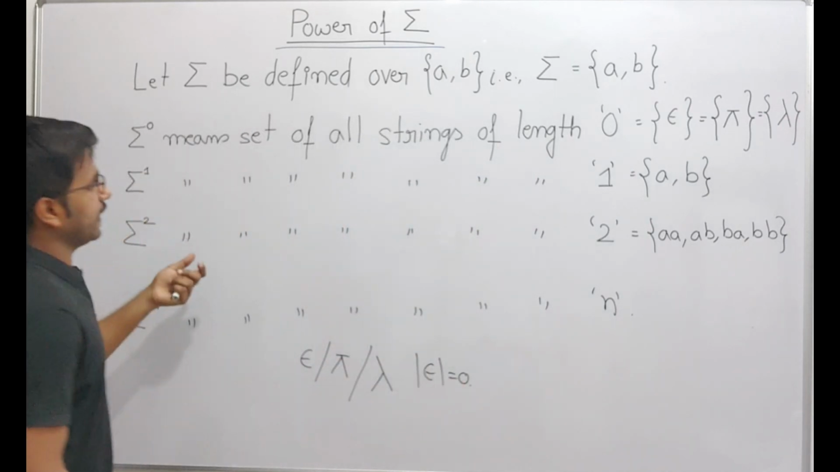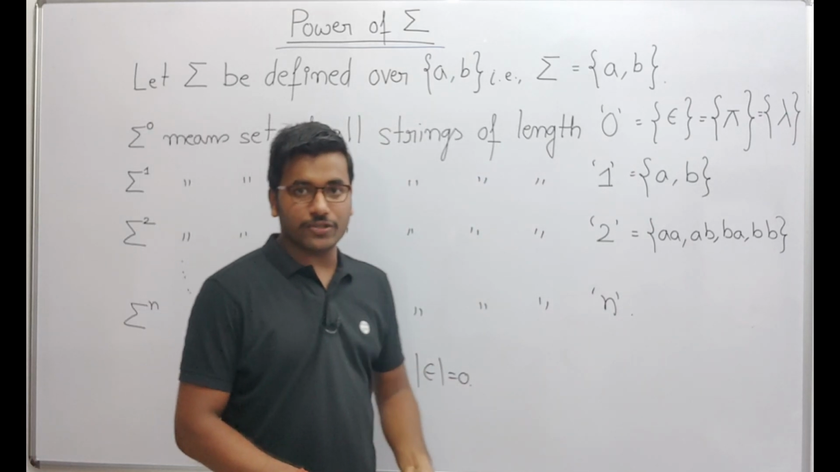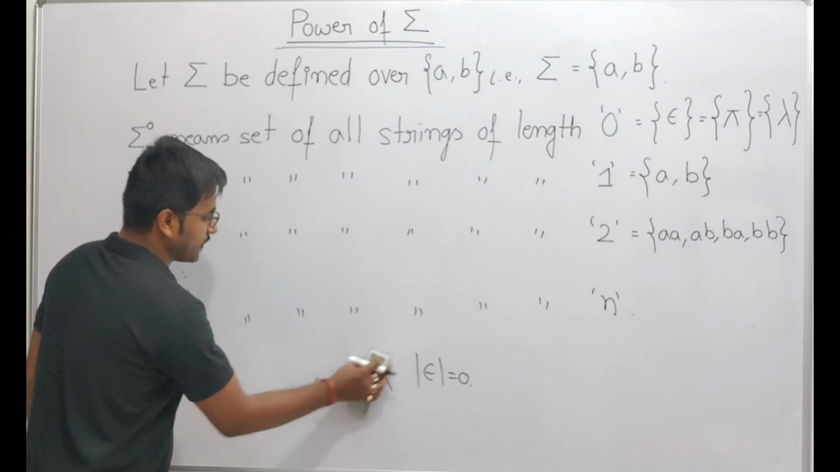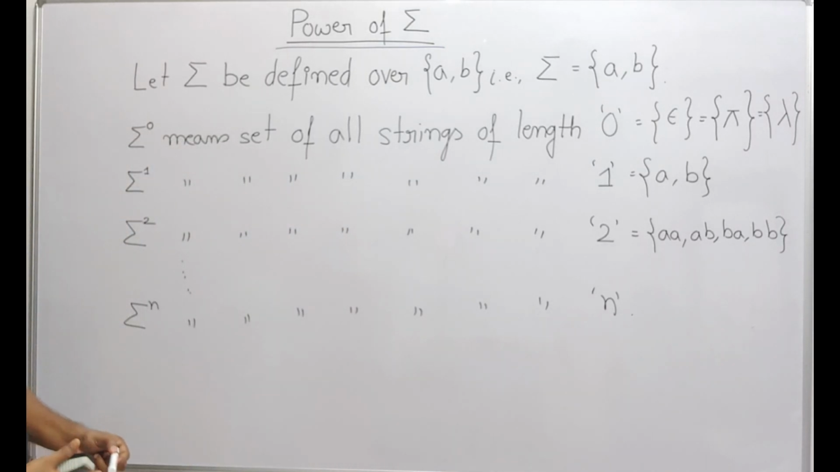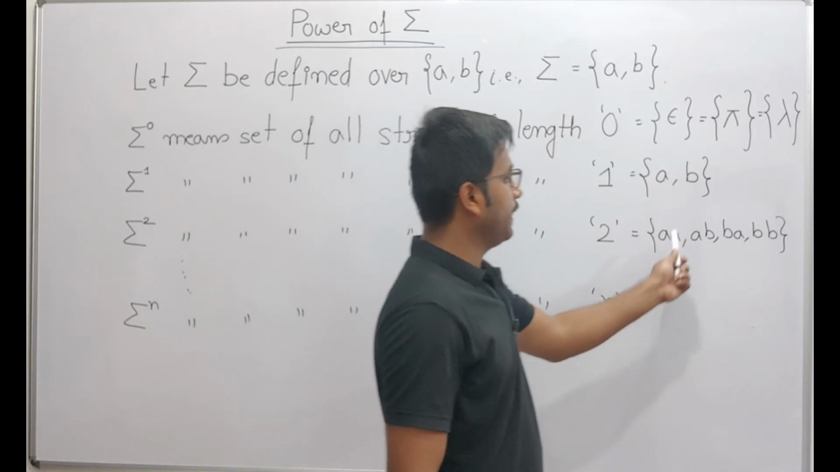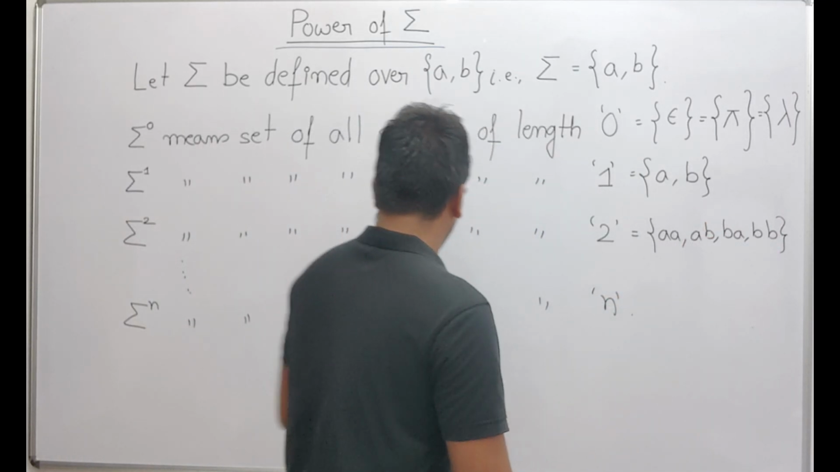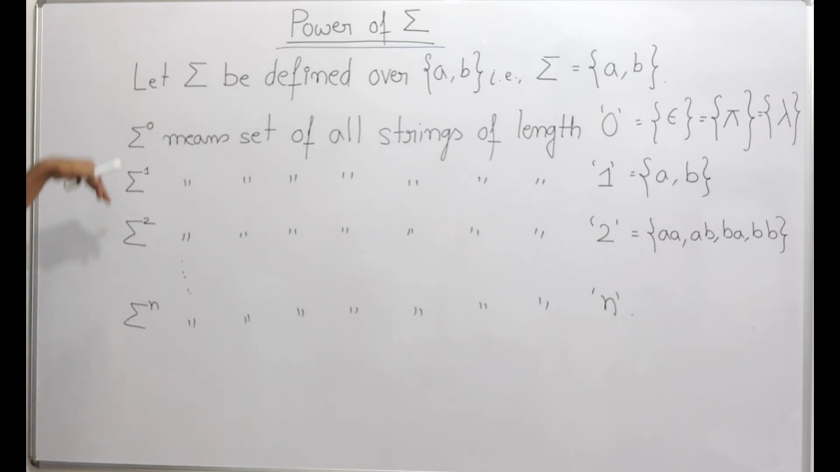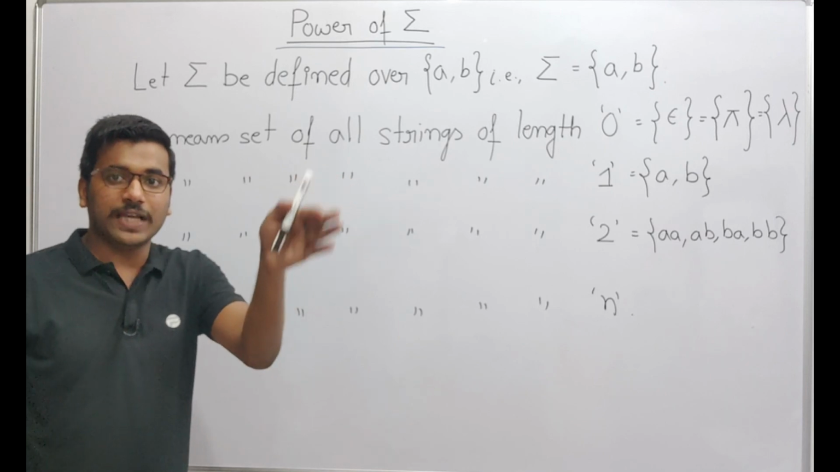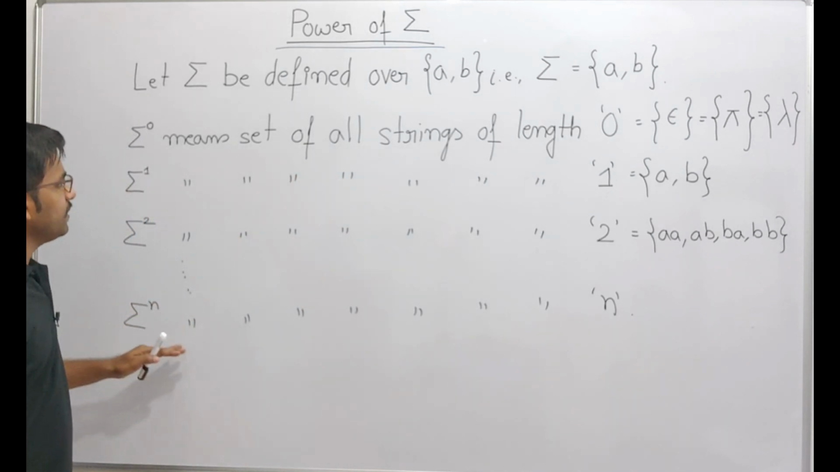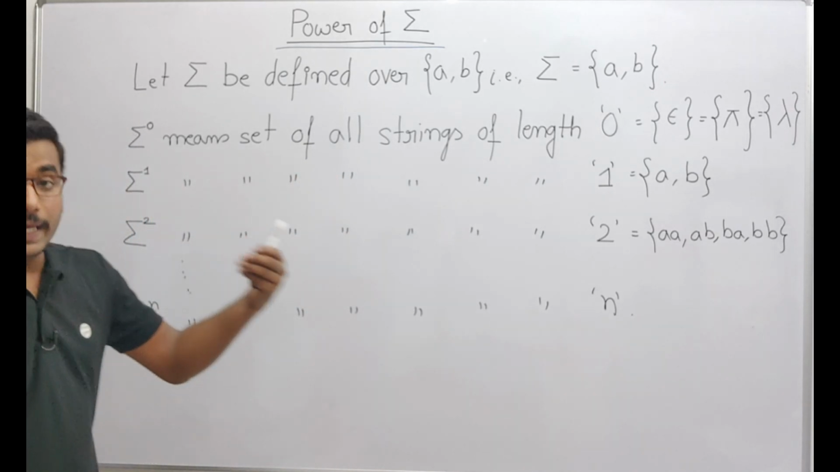Now sigma 1 means the set of all strings of length 1. Similarly sigma 2 is the set of all strings of length 2. So what are the strings of length 2? A A, A B, B A, B B, like this. Whatever the power of sigma is, that is the length of the strings in the set. So sigma n means the set of all strings of length n.